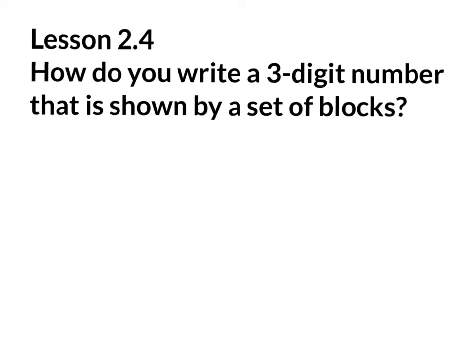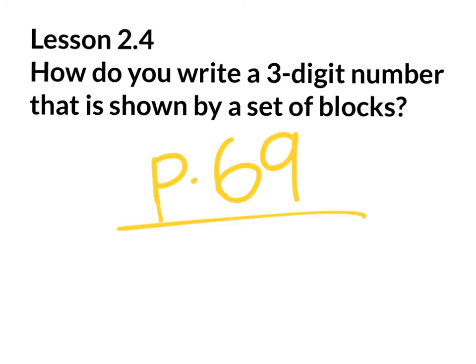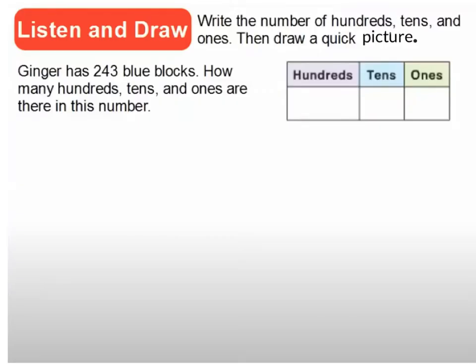Today we are going to complete lesson 2.4, and our big question is, how do you write a 3-digit number that is shown by a set of blocks? So if you haven't already, please take out your math book and turn to page 69. So let's complete the listen and draw box together on page 69. Let's read the directions. Write the number of hundreds, tens, and ones. Then draw a quick picture.